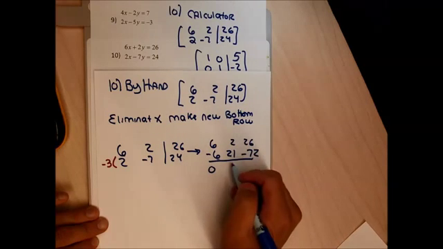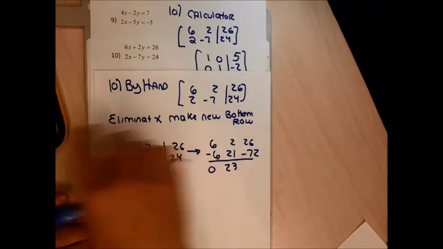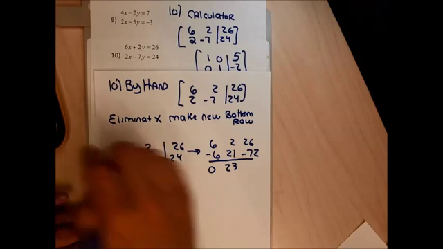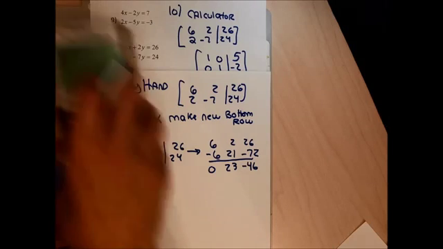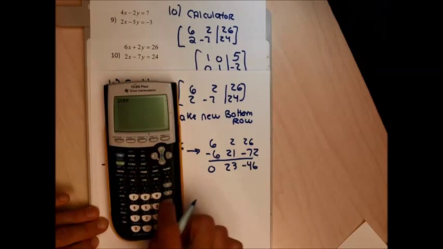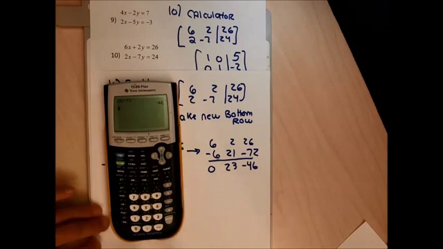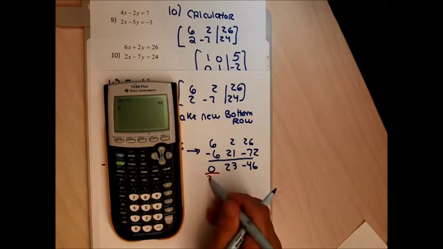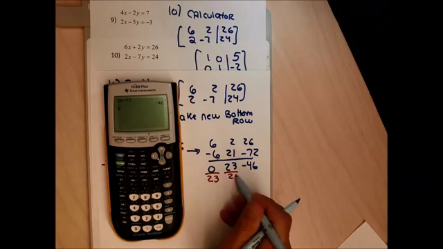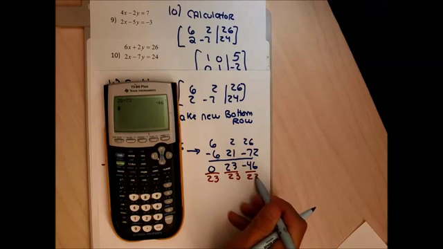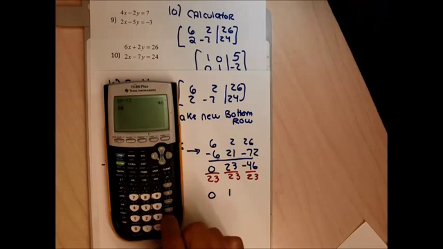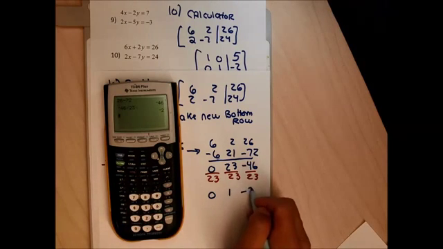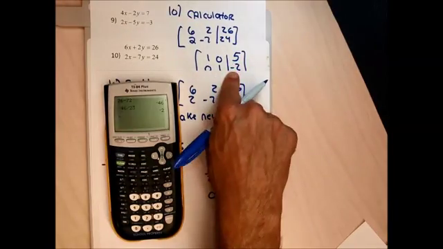21 plus 2 is 23. These numbers have opposite signs, so you have to subtract 72 and 26, and I'm going to get negative 46. Again, I should do that on my calculator. 26 minus 72 is negative 46. And now I'm going to divide by 23, divide by 23, divide by 23, and get 0, 1, and then negative 46 divided by 23 is negative 2. That's beautiful. That's the row that I needed to have.